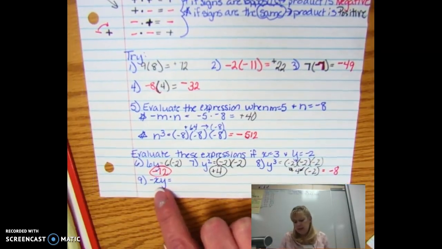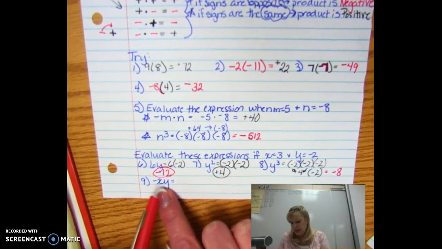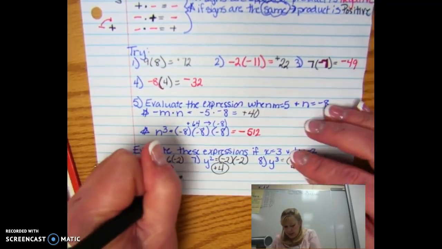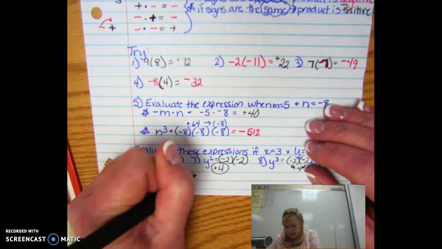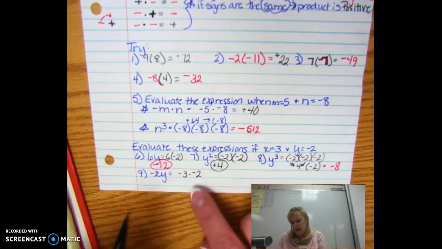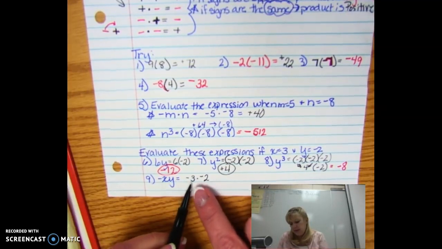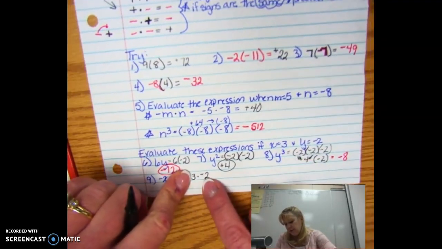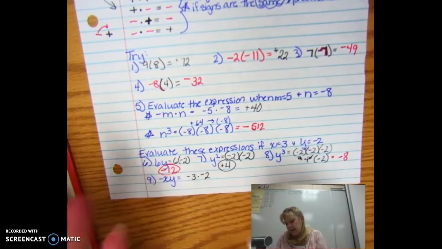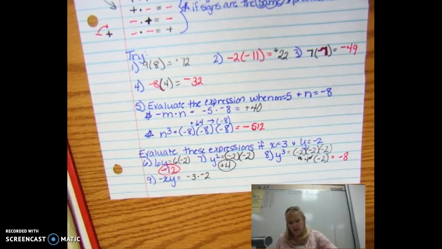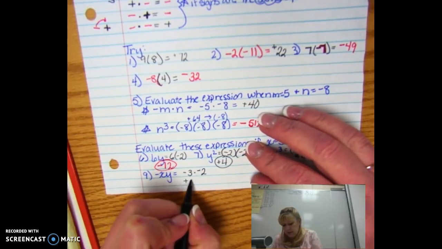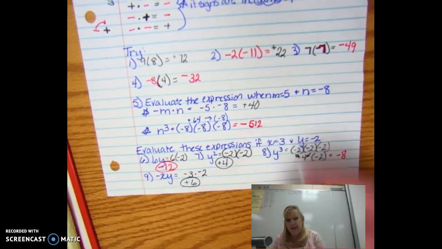The opposite of 3 times 2. So it's a negative 3 times a negative 2. Again, what is the opposite of 3 of the negative 2's? Well, 3 of the negative 2's is a negative 6, and then it's going to flip and be a positive. So I know that it's going to be positive. 3 times 2 is a 6.